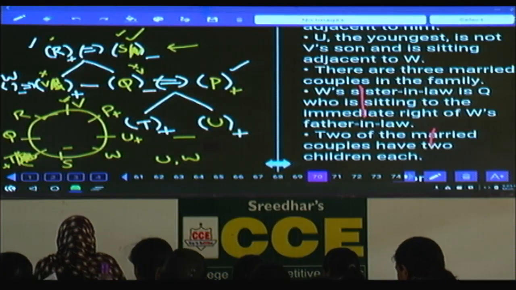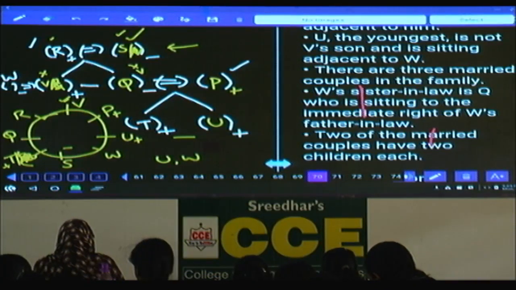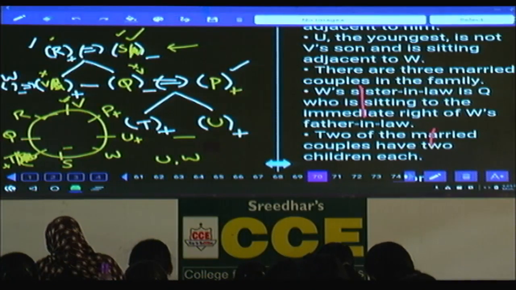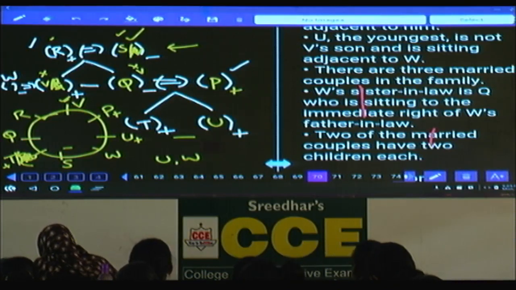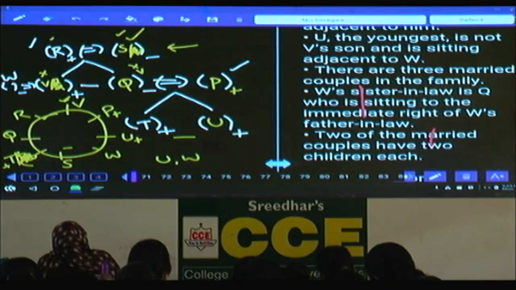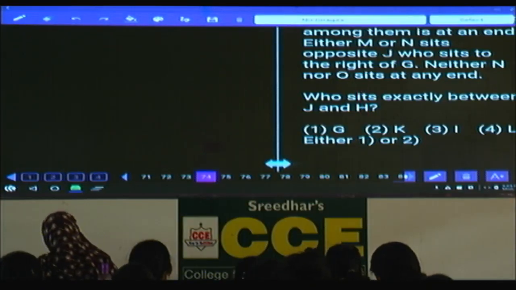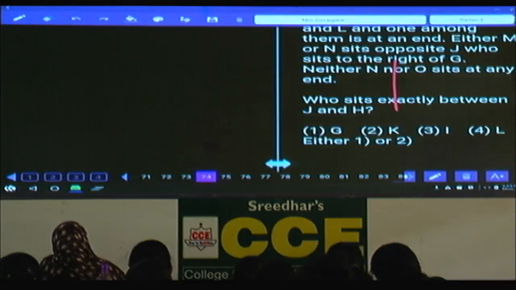So the choices are 3, 4, 4, 3 and 1. Done? Now this is about 69 to 73. Then the next one, questions 74 to 78. In this 74 to 78, which category does it come under? Comparison.